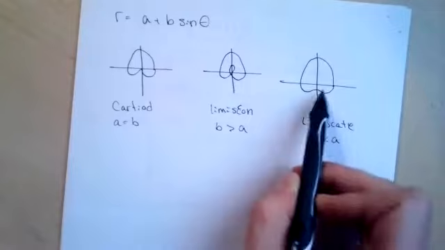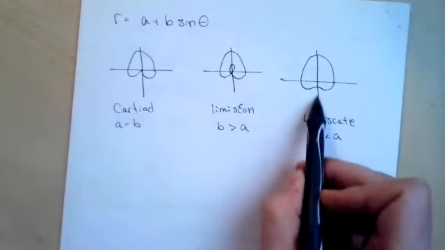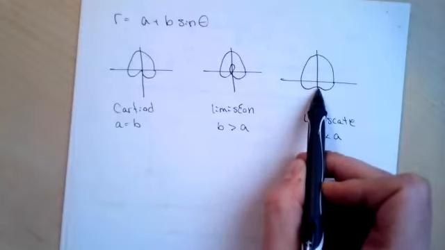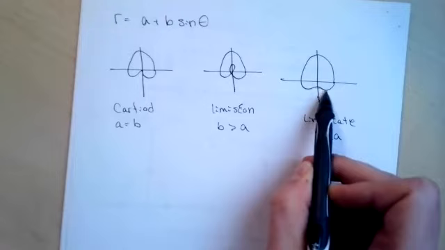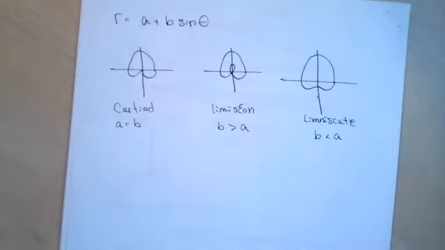Whereas if B is less than A, the R value ends up never being negative. So when we're pointing downward, we still have a positive R value. So we're still in a positive direction, or a positive distance in that direction. And so we only make a little lump.